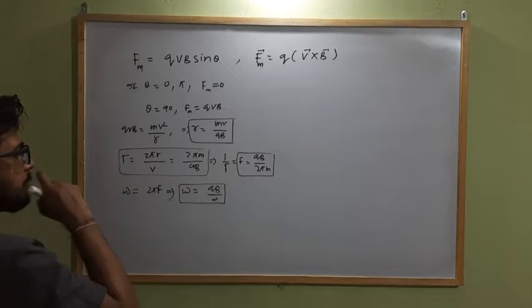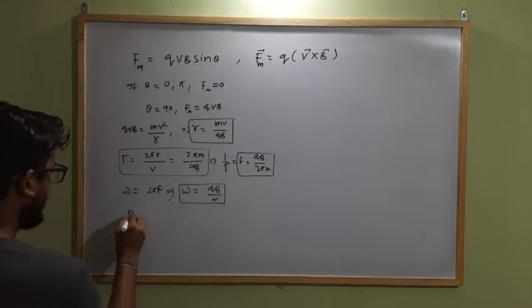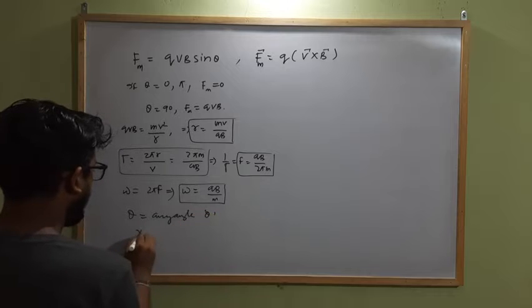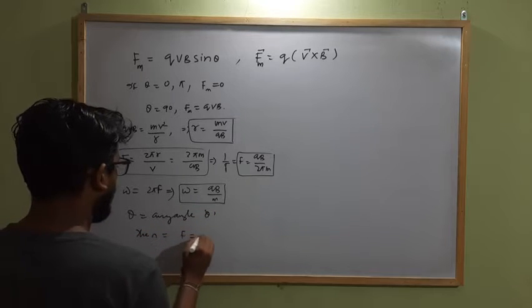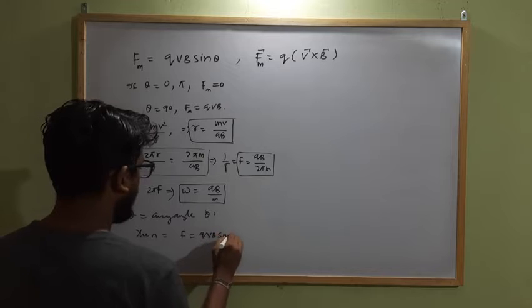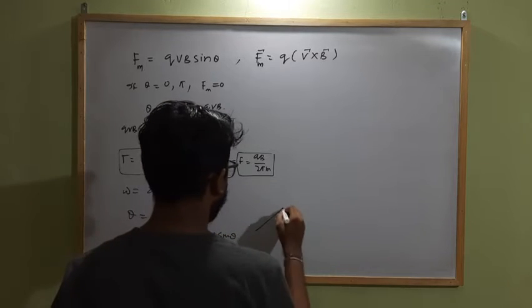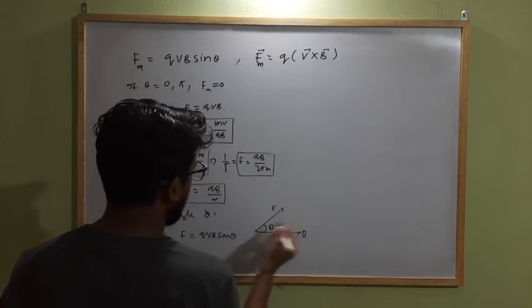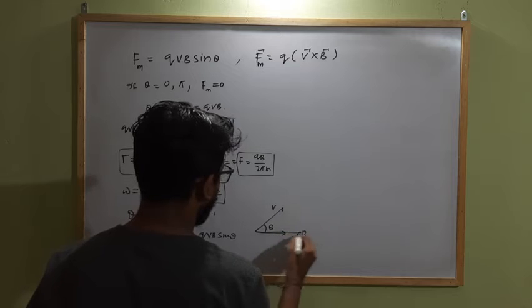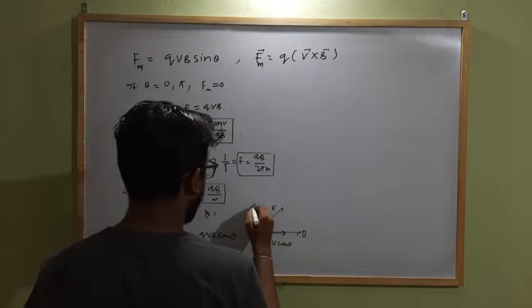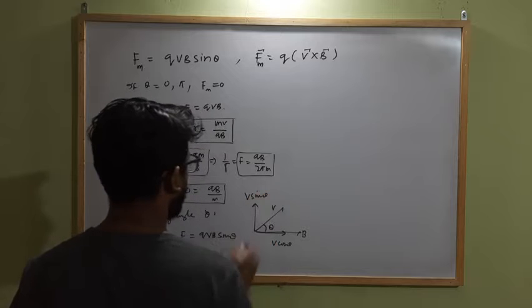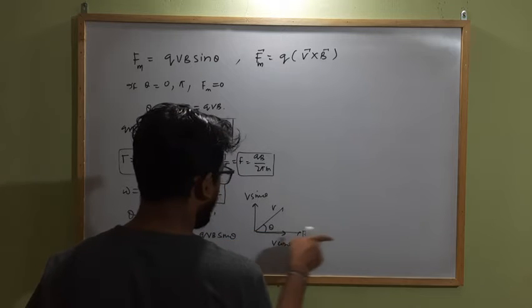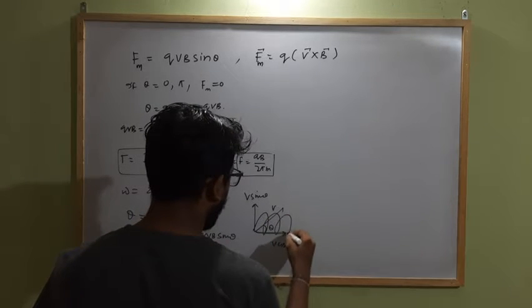And if theta is any arbitrary angle, then F equals QVB sin theta. Suppose V is along this direction, B is along this direction, and this angle is theta. The velocity has two components: one along the direction of B, that is V cos theta, and another perpendicular to it, that is V sin theta. Due to V sin theta the particle moves in a circular path, and due to V cos theta it moves in a linear path. So the resultant is a helical path like this.